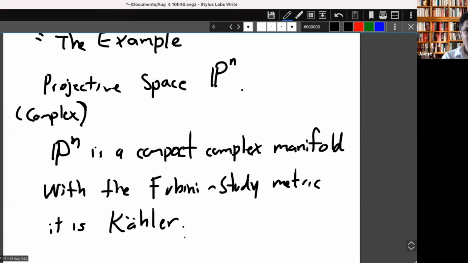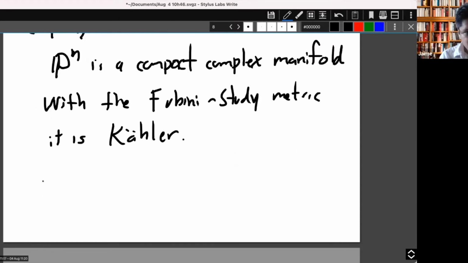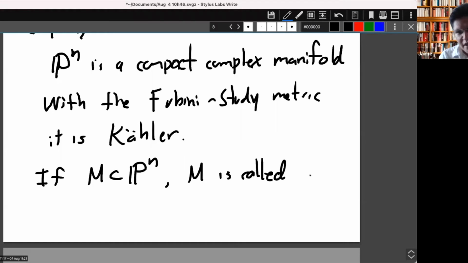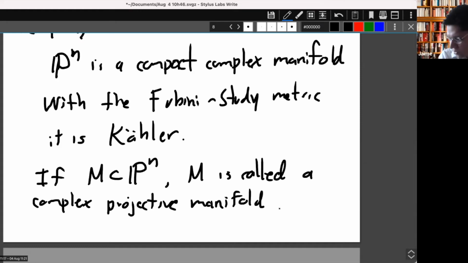So this is an important example because it is compact, it is a manifold, but it's also scalar. And now I'm going to use the proposition. If you take a submanifold of projective space, this one is called a complex projective manifold in general. And by the proposition above, M is scalar.